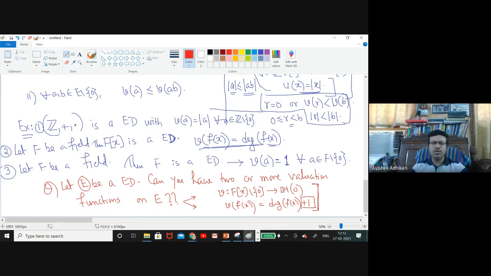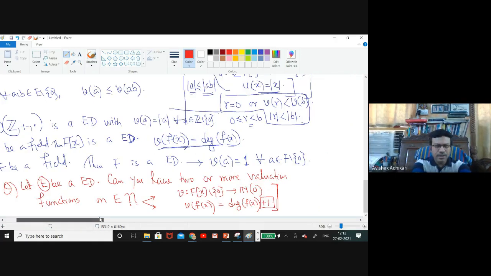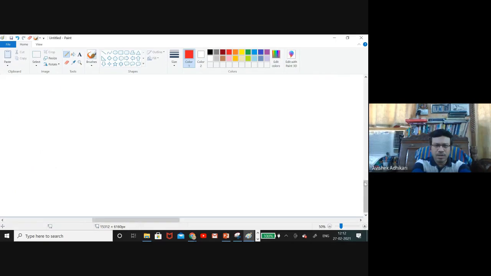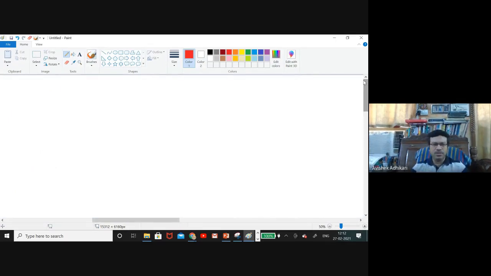Okay, so I will give you the answer. The answer is you can have more than one valuation function on a specific ring. So what you need to do is find some examples. The answer is that the valuation function may not be unique. He has already given one example. Now it's your turn to check whether that is really a valuation function or not.